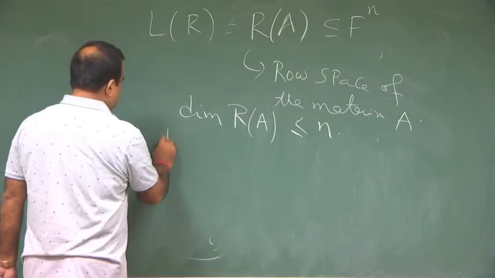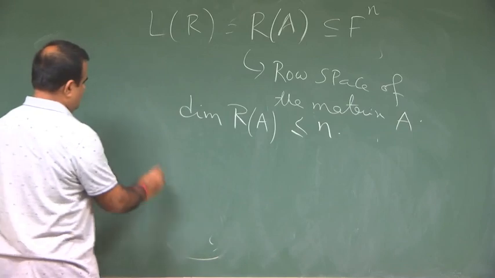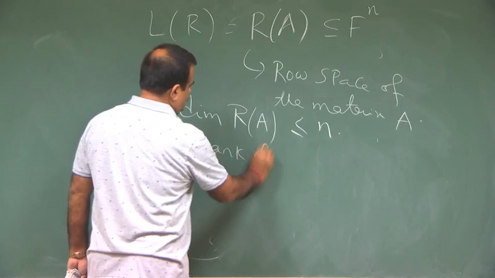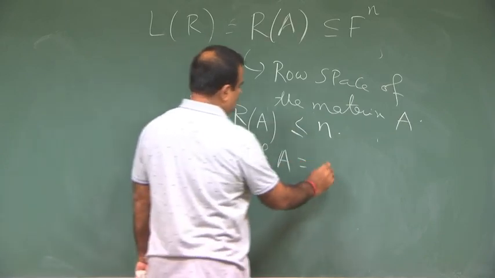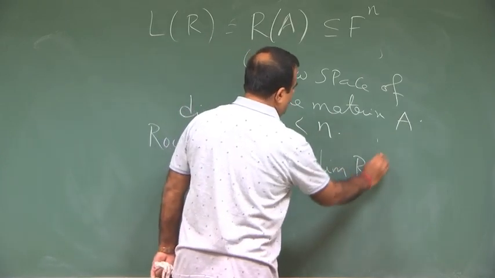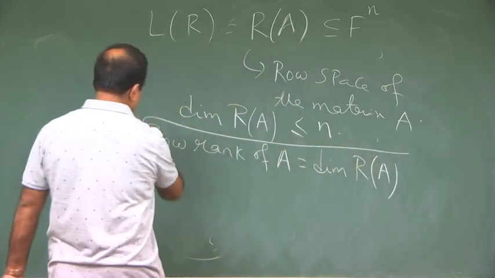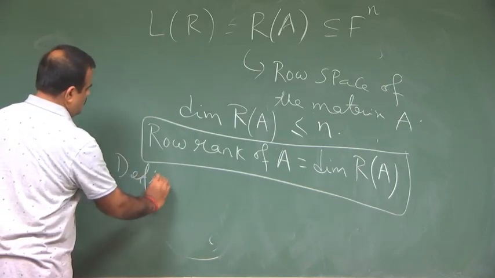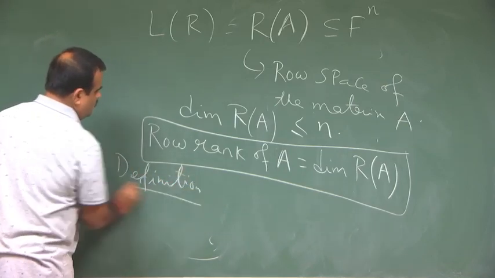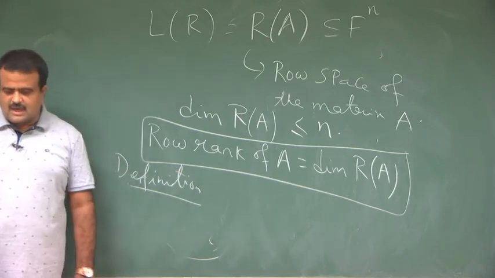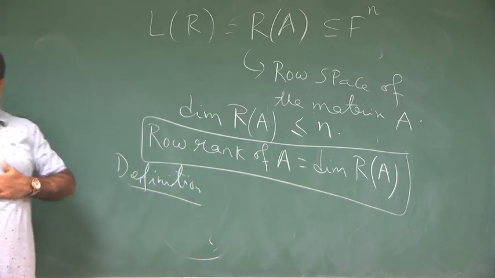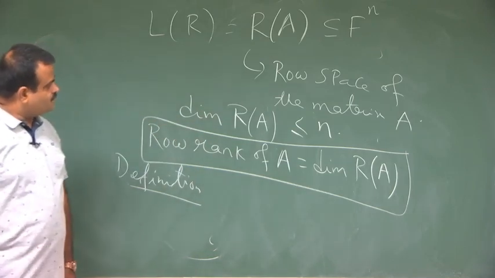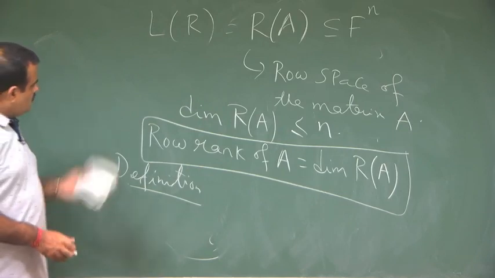Now, the dimension of this is called the row rank of the matrix A. Row rank of A is defined as the dimension of R of A. This is the definition of row rank. We define the row rank as the dimension of the subspace R of A. Okay. We can take an example.